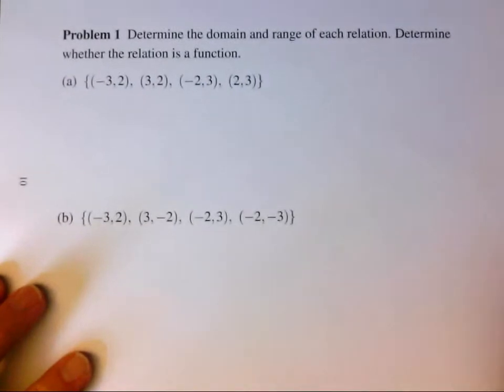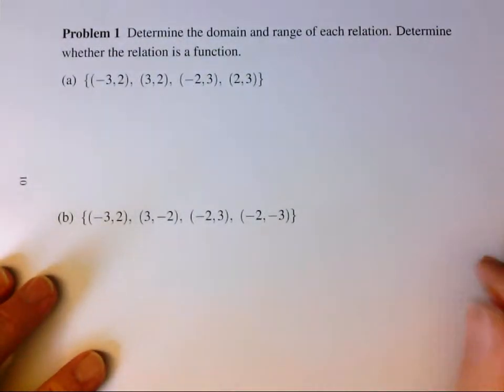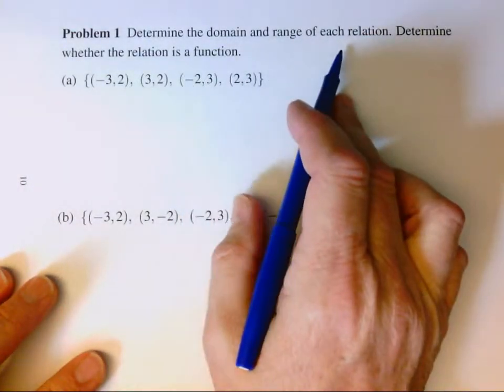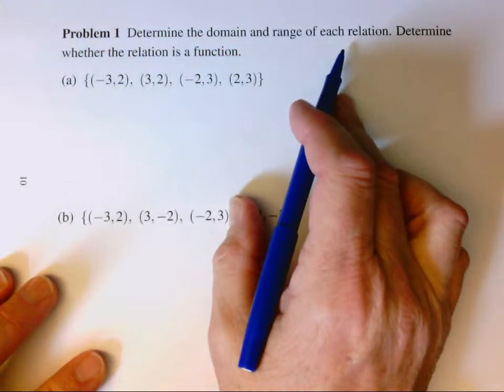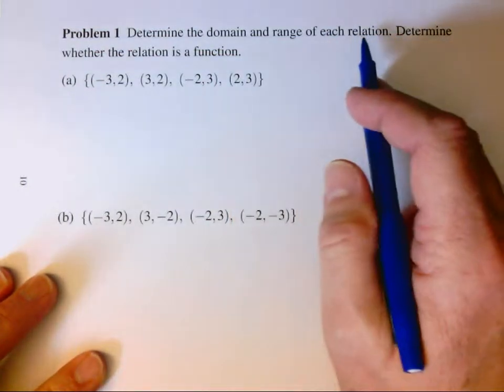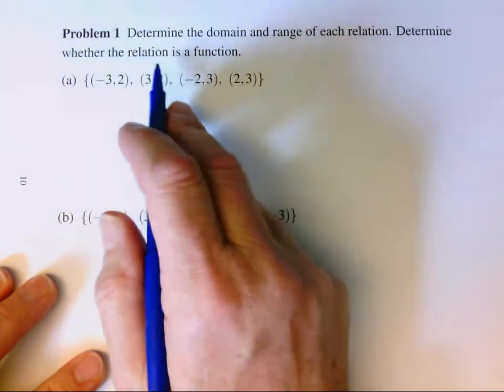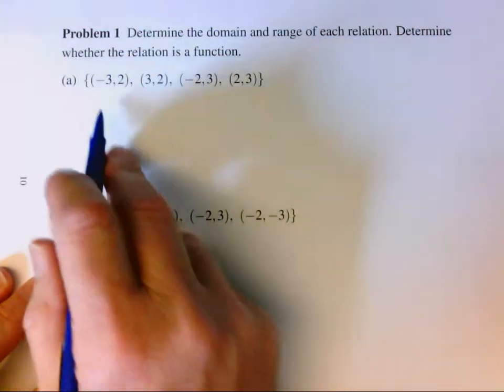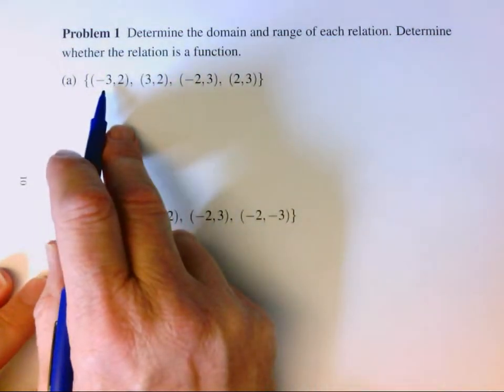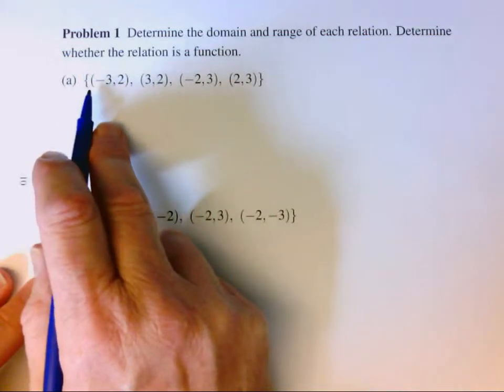So here's a quick warm-up example. Determine the domain and range of each relation. Remember, a relation has a domain and a range. And then determine whether your relation might be a function. So we'll take a look at the relation in part A.